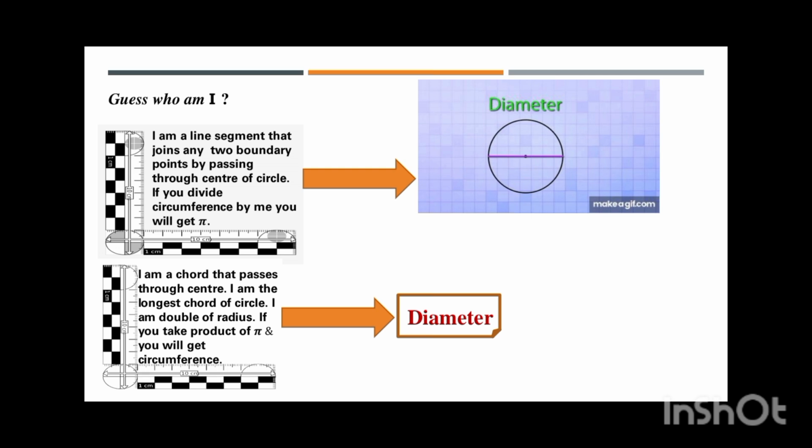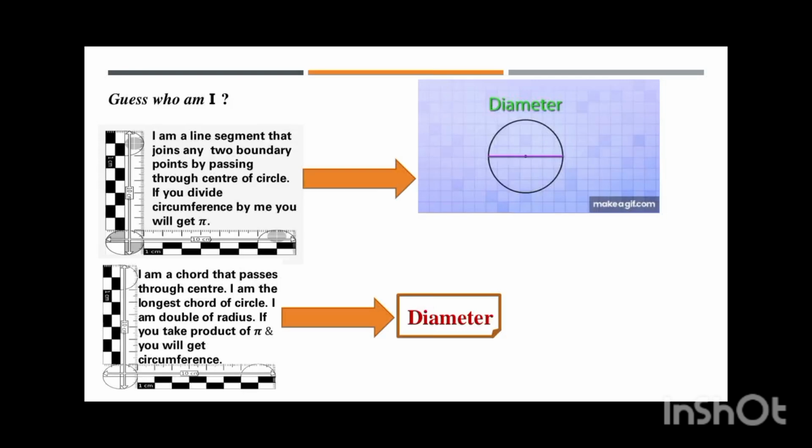If I'm double the radius, and you take the product of pi and me, you'll get the circumference. If you look here, what's the formula of circumference? There are two formulas for it: circumference is equal to 2 pi r, or circumference is equal to pi d. If you take the product of pi and me, you get the circumference. Likewise, if you use 2 pi r, 2r basically means diameter, so instead you can also use pi d.